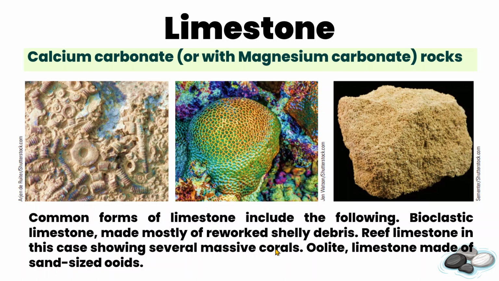There are also sedimentary rocks that can be considered as limestone. They are called limestone because they are made of calcium carbonate or maybe magnesium carbonate. Common forms of limestone include the following: pyroclastic limestone. We have oolite, as you can see here in this slide. Most of these are found underwater.